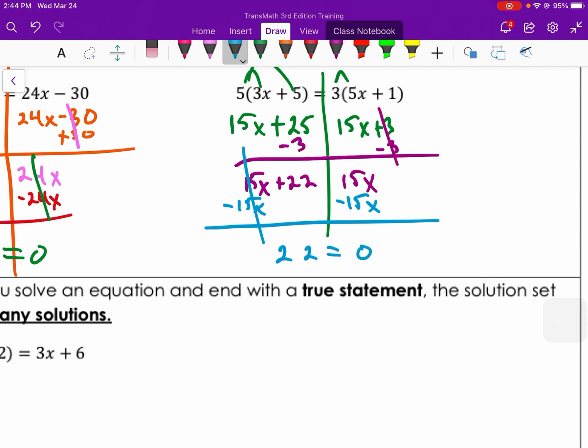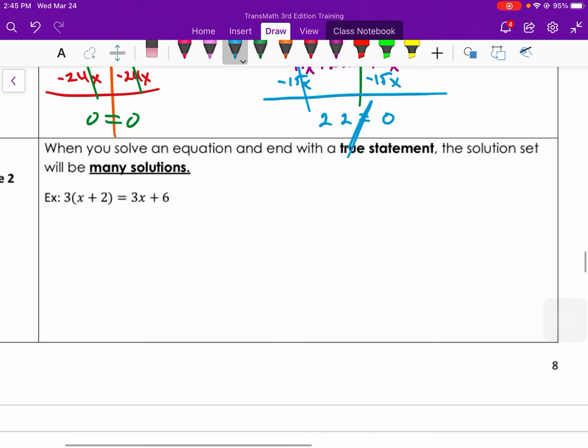22 equals 0. Well, now we have a case where something's wrong, because that's not true. 22 cannot equal 0, so this is a not true statement. I would put a cross through the equals, saying it's not equal, and we'll talk about what that means.